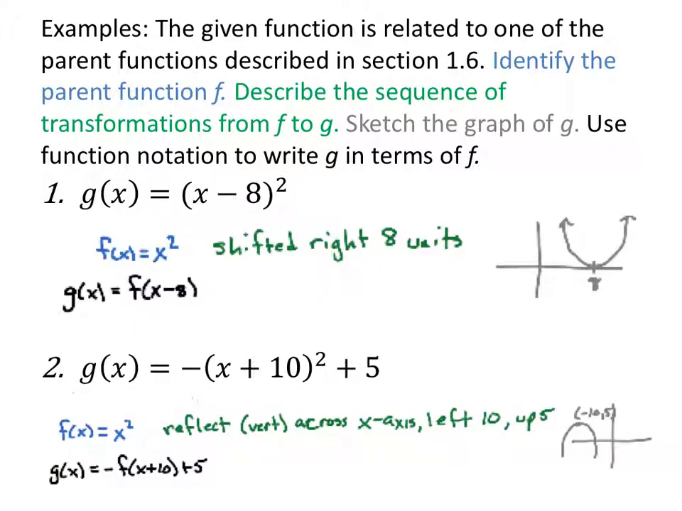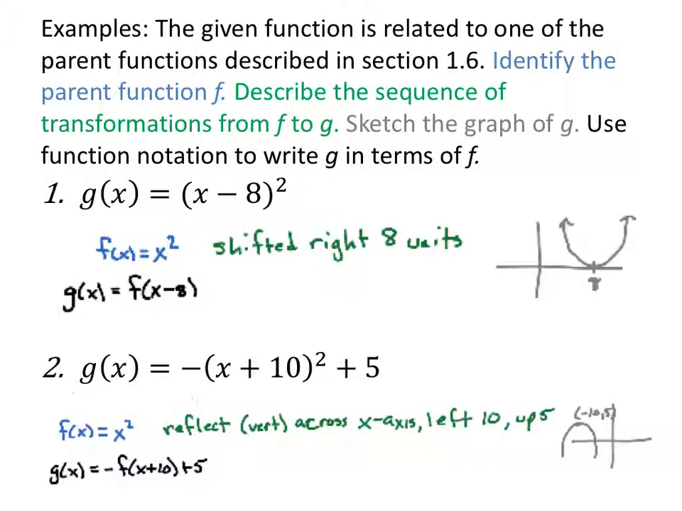The given function, g of x equals x minus 8 all squared, is related to one of the parent functions that we described in section 1.6, also known as the lecture on the library of parent functions. So we want to identify this parent function, that'll be in blue. We're going to describe the sequence of transformations from f to g, that'll be in green. We're going to sketch the graph of g, and it's going to be a sketch, so I'm not going to be very particular with my scaling and that sort of thing, in gray. And then we're going to use function notation to write g in terms of f.